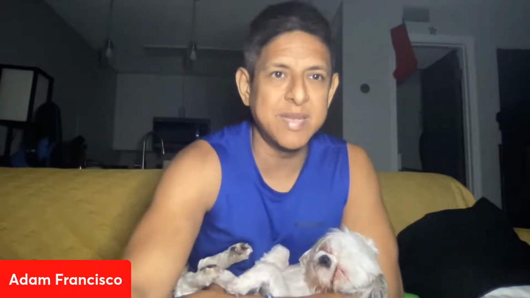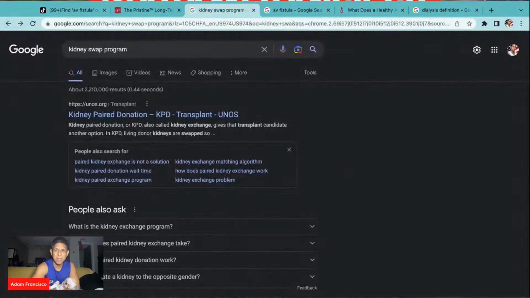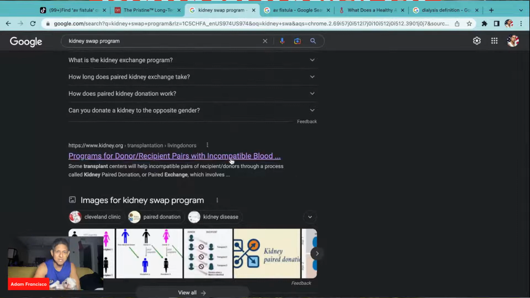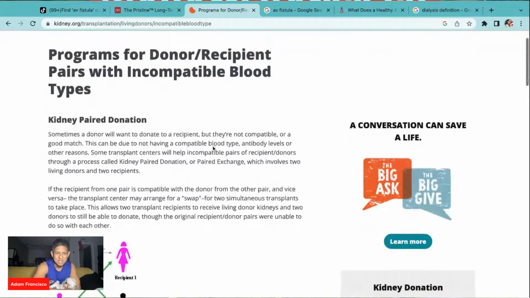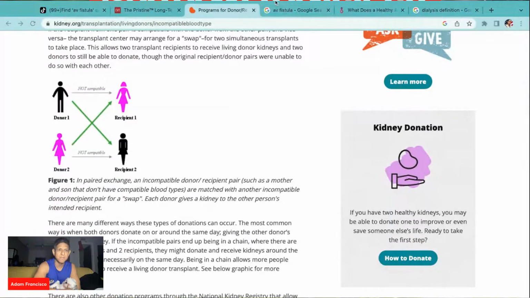Here, I'll just look up kidney swap program. If you type in kidney swap program, you will find a lot of different sources for it. So just type in kidney swap program, and you go to kidney.org. Programs for donor recipient pairs with incompatible blood types. Kidney pair donation. See? There you go.